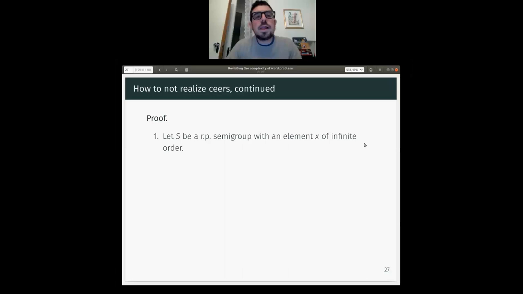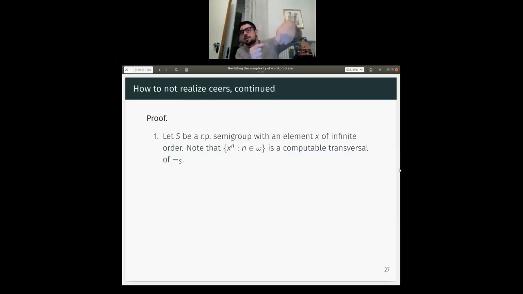So how to prove this? Well, again, the idea is pretty simple. Let S be a recursively presented semigroup with an element of infinite order, right? So this is a semigroup which is non-periodic. Then it's immediate to note that if you take the orbit of this element, this will give you a computable transversal of the word problem. So it will give you a computable list of pairwise non-equivalent elements, right? Otherwise, you have some periodicity, and this is exactly what we are assuming you will not have for the element X. So this means that the word problem of any recursively presented non-periodic semigroup will always be light. So in particular, it cannot realize any dark SIR.